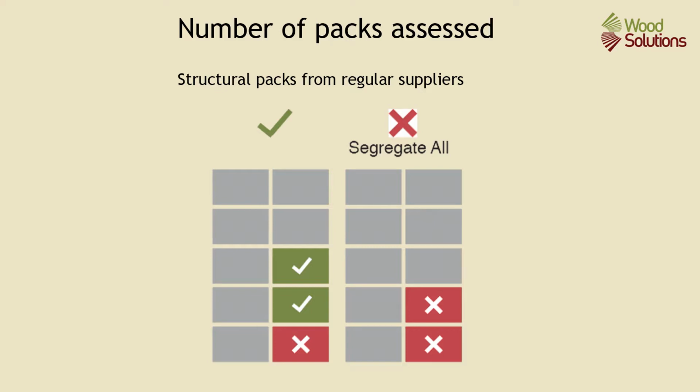The moisture content of at least one pack in each 10 structural packs delivered in a load should be assessed. If this pack doesn't pass, at least 2 more packs should be assessed. If either one of these packs doesn't pass, the whole load should be segregated and feedback generated. Any pack that doesn't pass should be segregated.